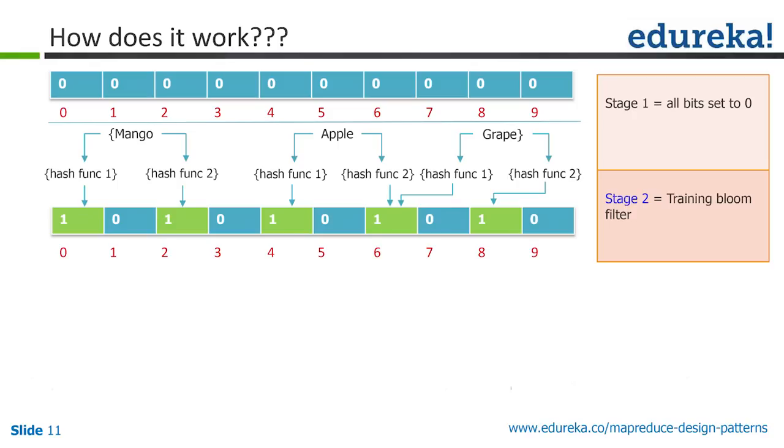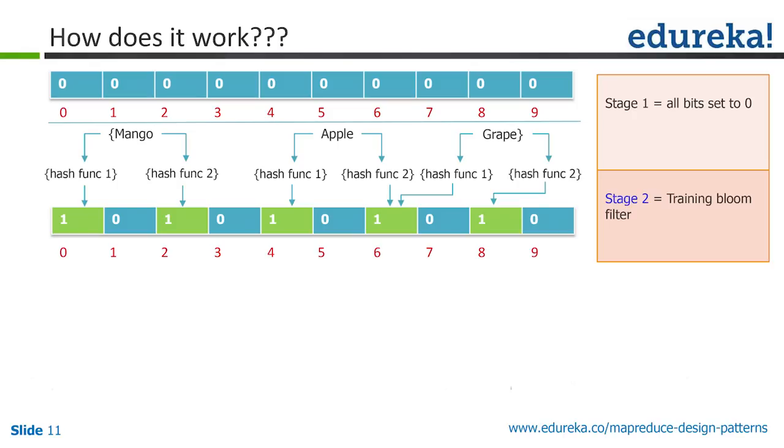A Bloom filter is going to train only against a particular data set. There are two things here: one is the real data, one is the trained data. In this diagram, the trained data is mango, apple and grape. I am only training with these three. Mango says the indexes are 0 and 2. Apple says 4 and 6. Grape says 6 and 8.